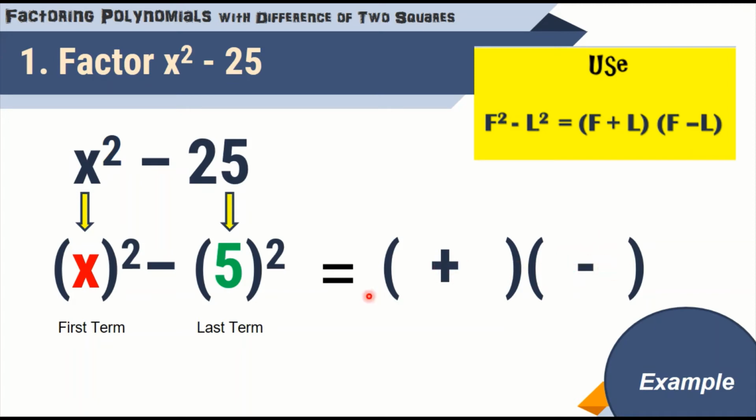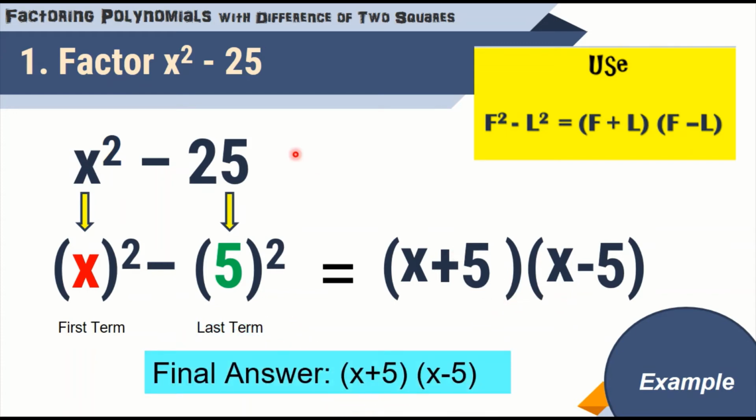And then, next is write the first terms. We have x. Yung x na ito ay galing dito. Then, copy the last term which is 5. After this, let us check kung yung mga factors natin ay kaya pang i-factor ulit. In this case, hindi na kailangang i-factor ito. Therefore, the factors now of x squared minus 25 are x plus 5 and x minus 5. It can be read as the quantity of x plus 5 times the quantity of x minus 5.